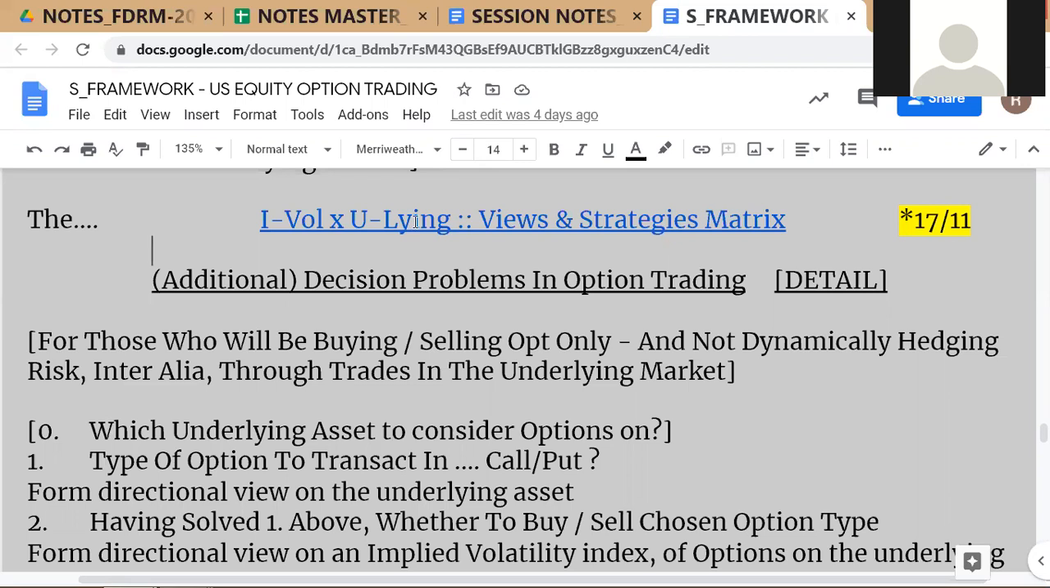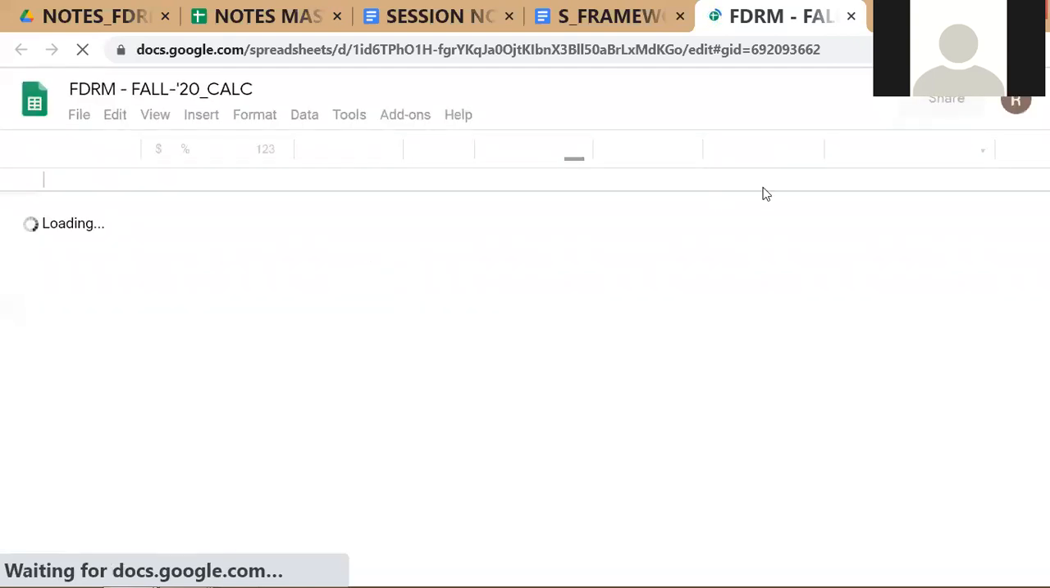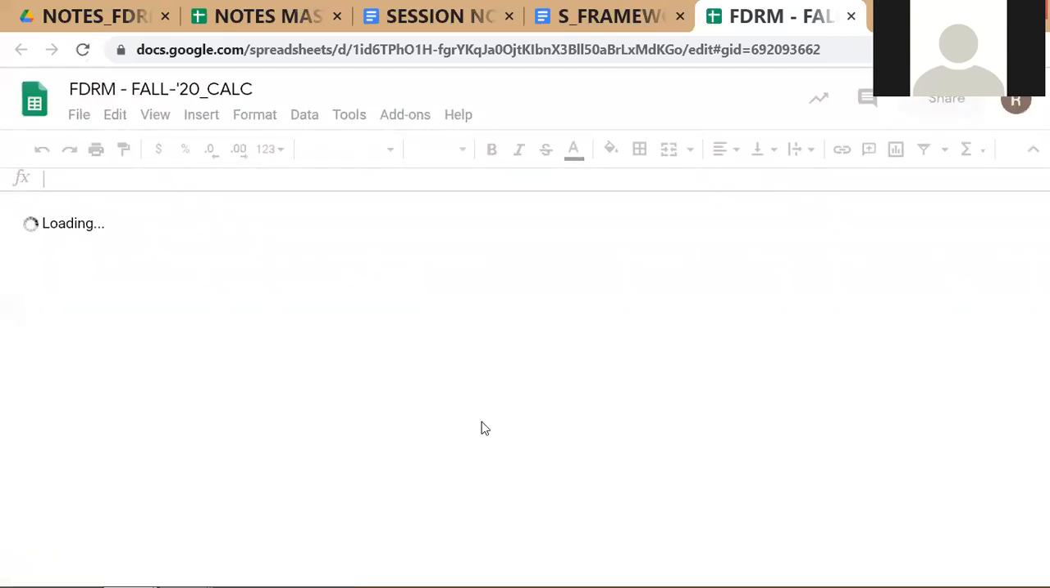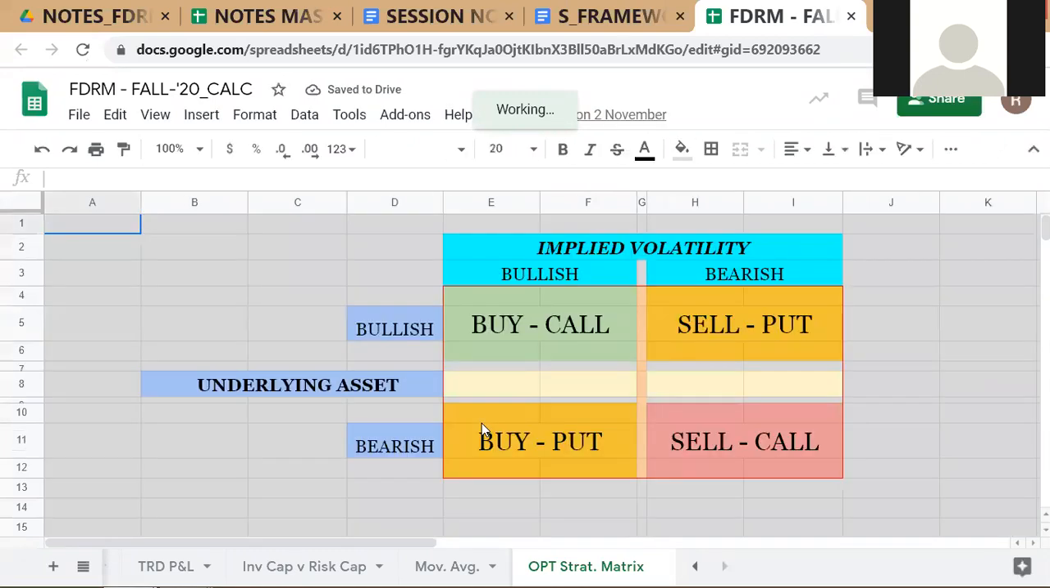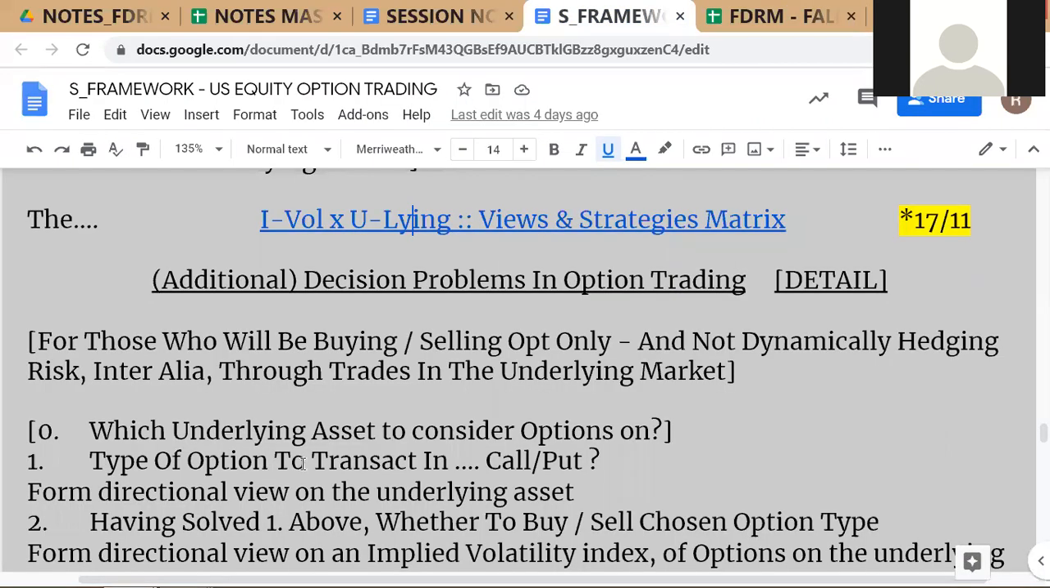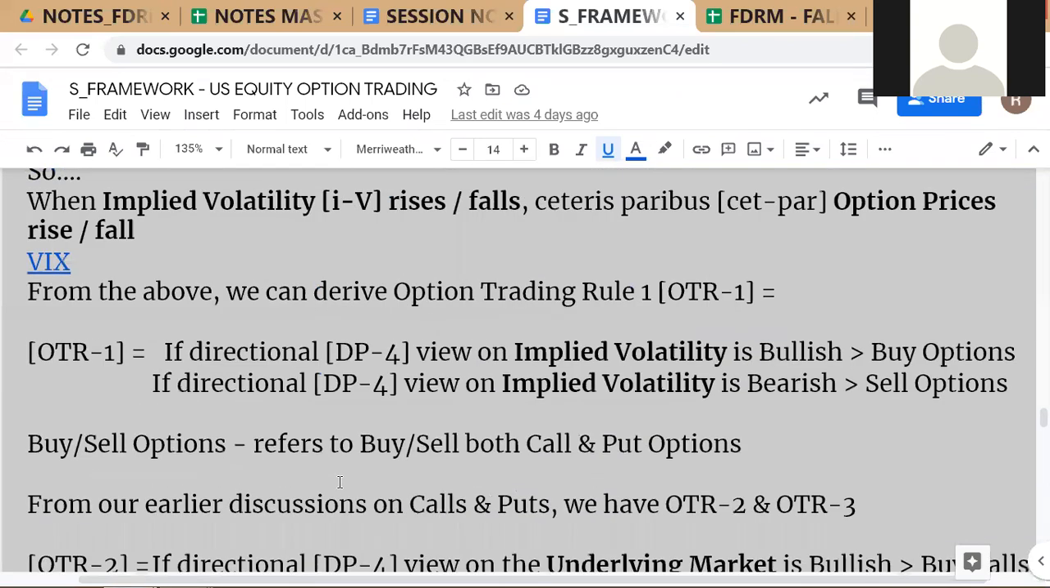So this is what we did in the last class. Let's just quickly launch it once if we can. Just take you back to the framework. This is where we ended the last class, just as I said, continuation. This is where we ended. So this is the important decision problem of buying and selling.